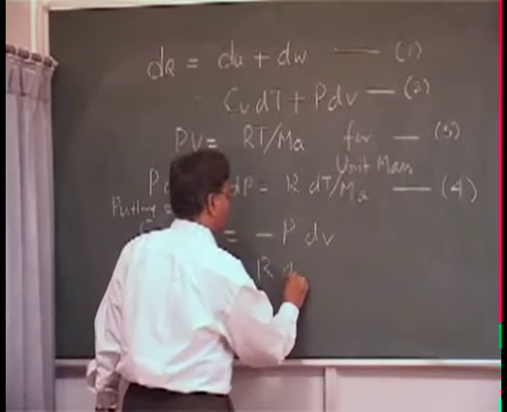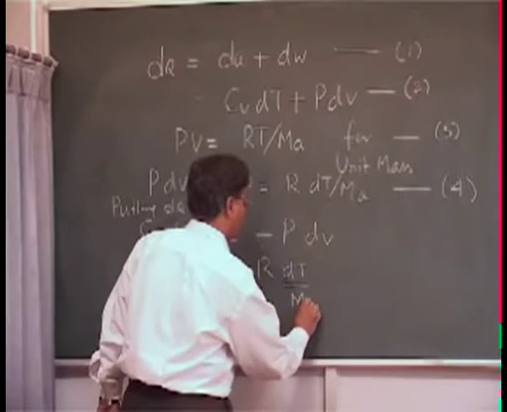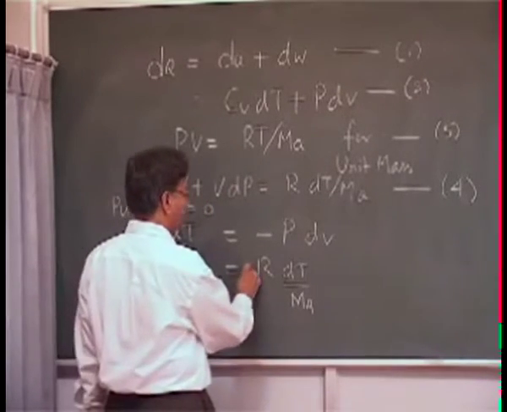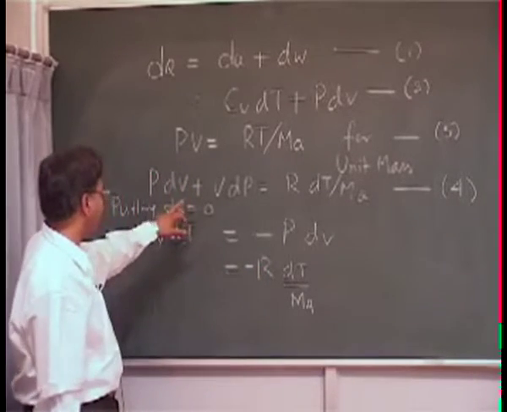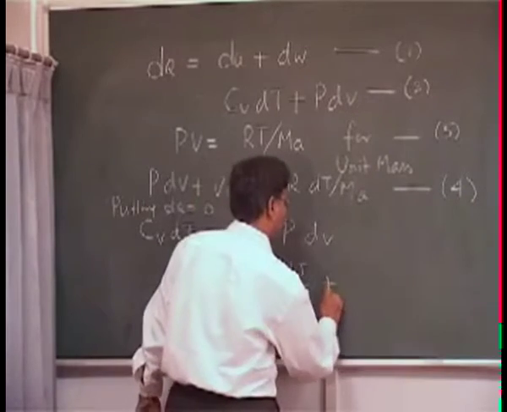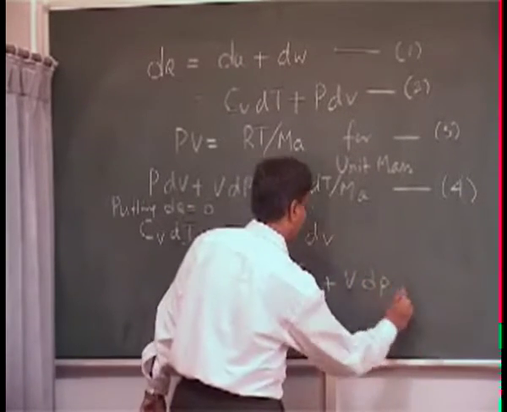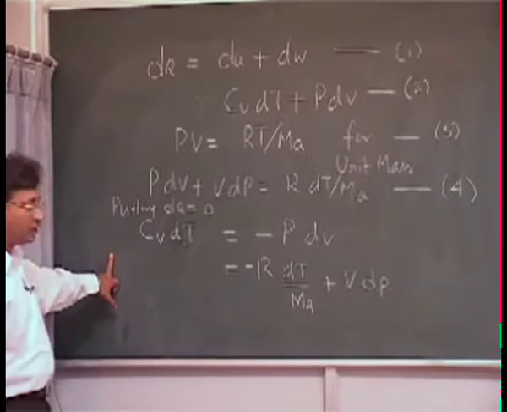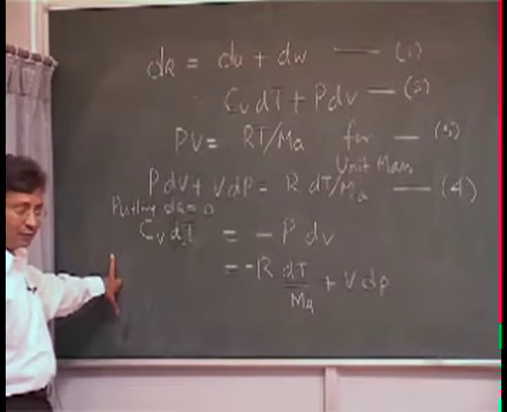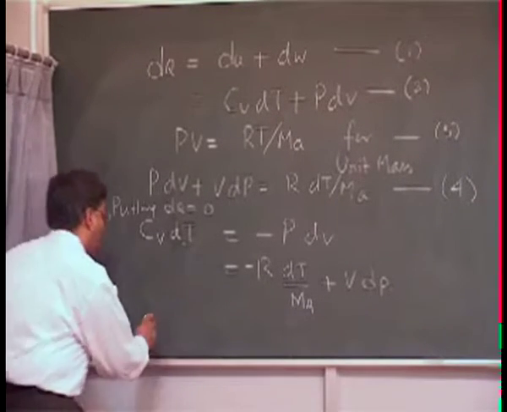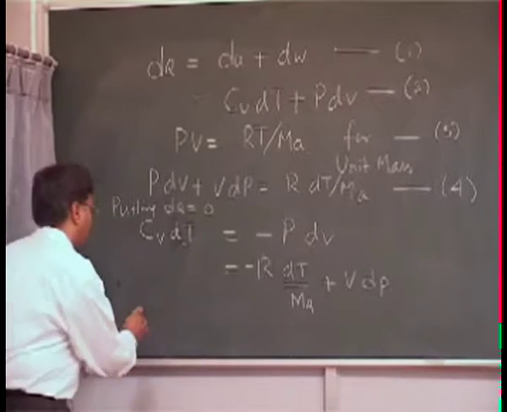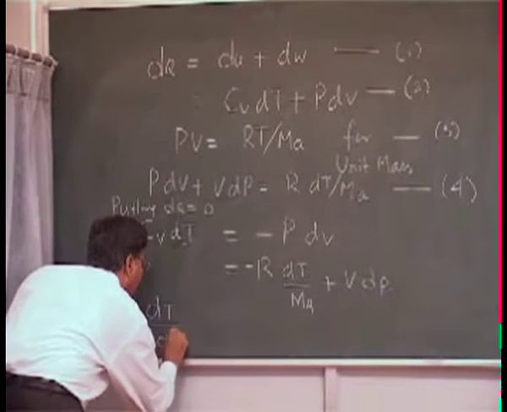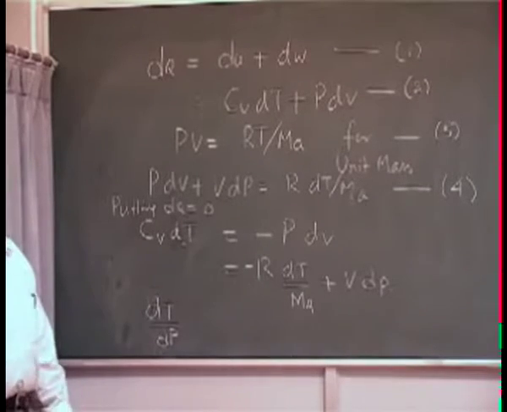So this will be equal to R dT by Ma, okay, minus, should I put minus here? Okay, and then plus V dP. Okay. So now what you see here with this expression, I'll save some time, I can write an expression for how the change in the temperature varies with dP. Can you write that quickly?